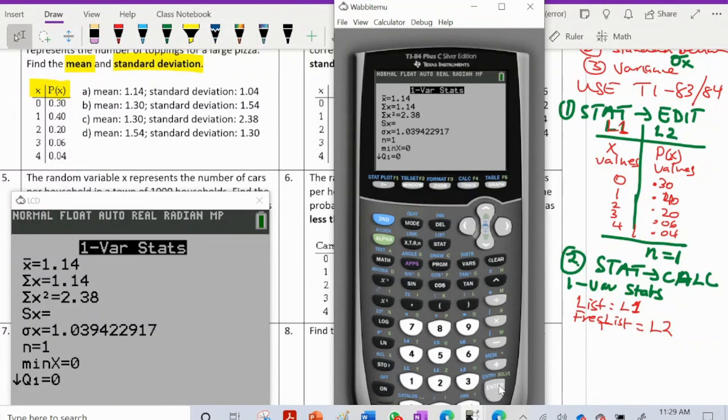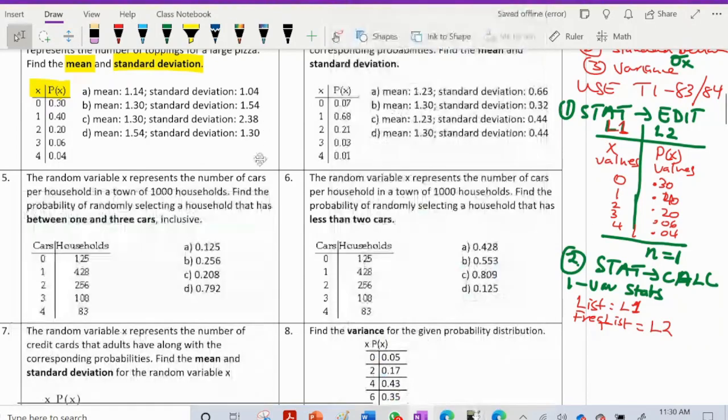All right. So when you calculate, the x bar happens to be 1.14, and then the standard deviation happens to be 1.039, and when you round it, you're going to get 1.04. Now note that they have n equals 1. You see that n is 1 to confirm that the sum of the probabilities is 1. If the n is not 1, then you did something wrong in your data entry. Okay, so take note of that.